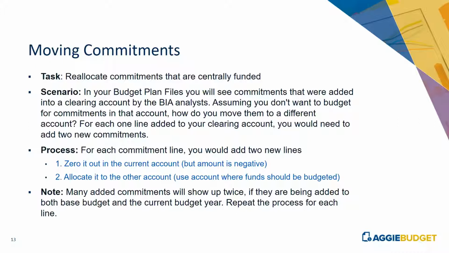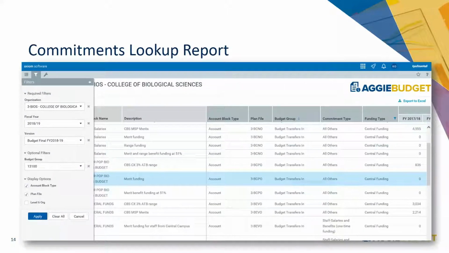And you should just note that some commitments will show up twice, especially if they're being added to both the base budget and the current budget. And also, you'll have to note which year they're allocated in when you're looking at the commitment sheet. So you would need to repeat the same process for each line that's a commitment.